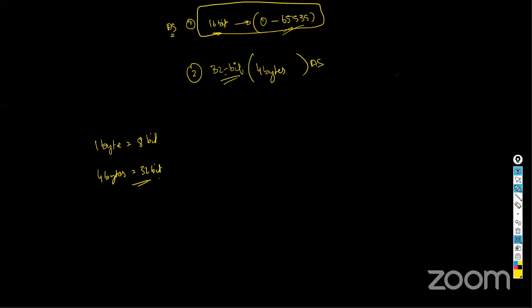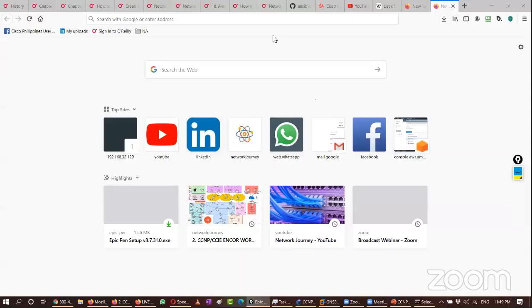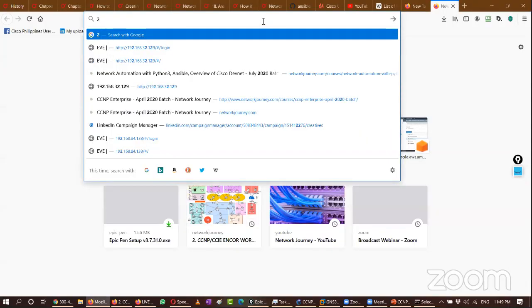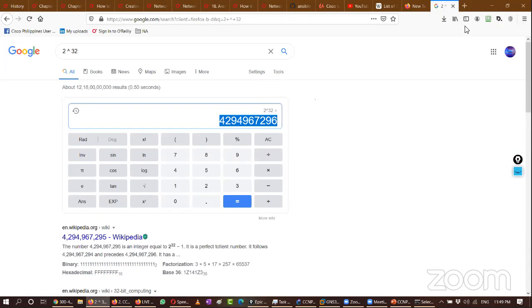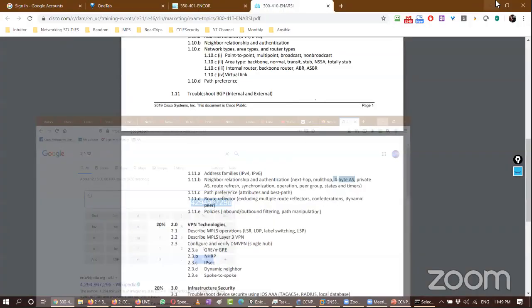Or ASN value. Now, what is this going to support? It's going to support this range, which is a very huge number. I might take help from Google. Let's say 2 to the power 32. So this is that number, and this is the current AS numbers that we have overall.